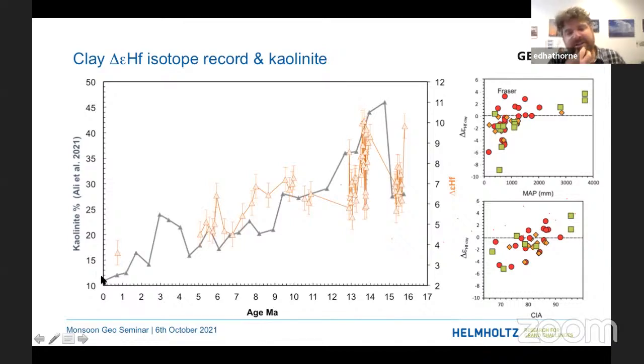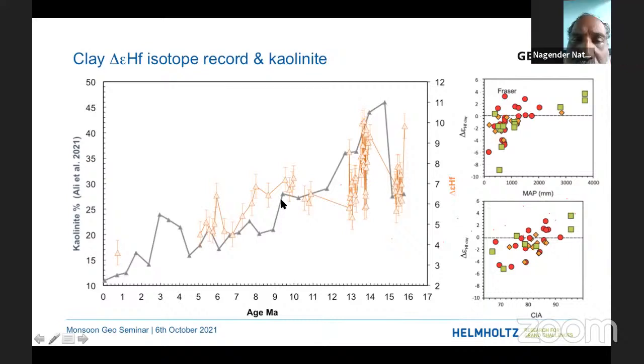I mean, this is the thing I also said, that I would like to look into this more, about how the composition of the clays could be affecting the Hathorne isotopes, and this could be important. Yeah, we need to understand that more before we start applying this proxy.